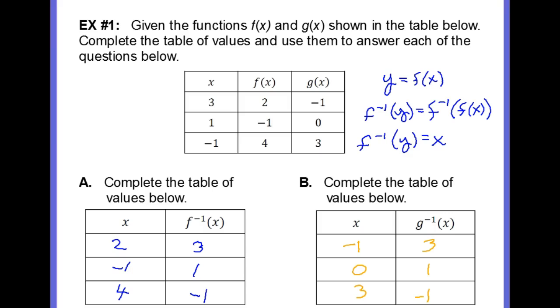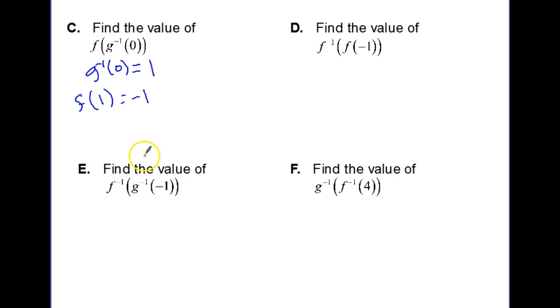And again, let's look back at our table. And f of 1 is negative 1. All right, so take a moment, pause the video, and why don't you complete part D?